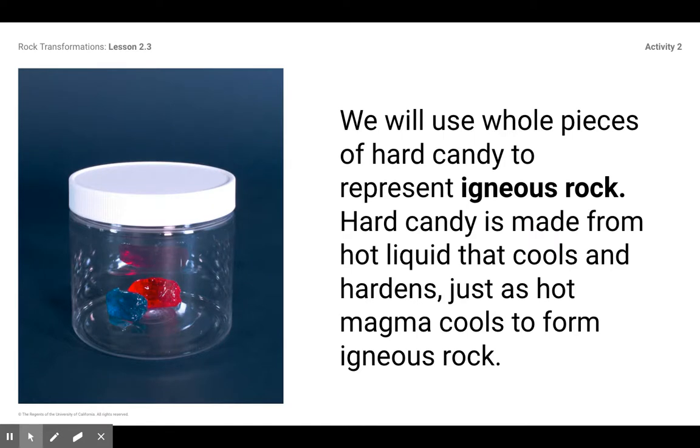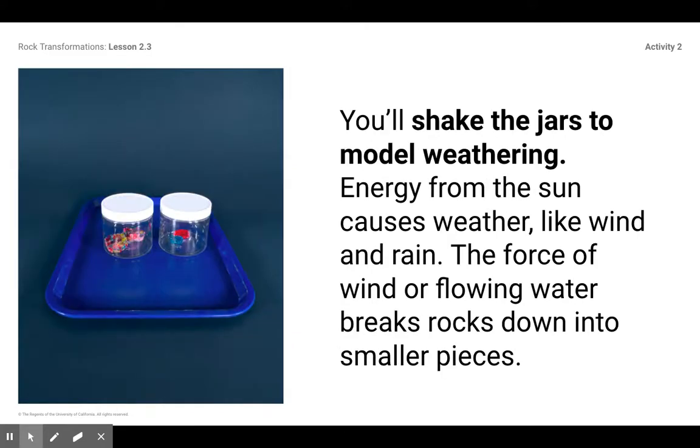Now, the other thing we did is we used whole pieces of hard candy. So I used a whole Jolly Rancher to represent igneous rock. Hard candy itself is made from hot liquid that cools and hardens just as hot magma cools to form igneous rock. So those were our two rock types, or our fake rock types.